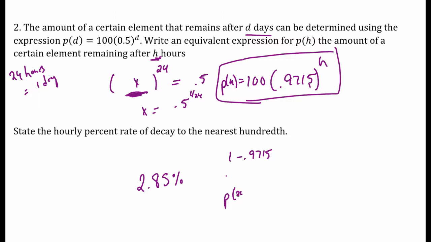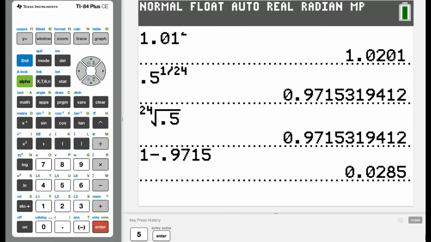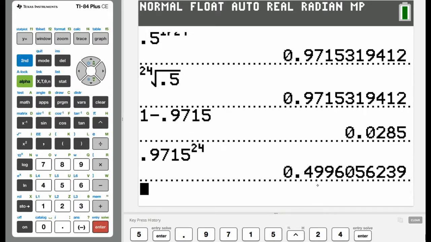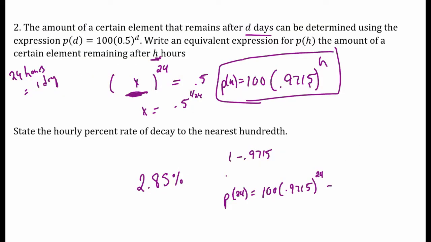Let's find P of 24, where I'm plugging in 24 hours. What happens when I plug in 24 hours? I should get the same as if I did one day. So what's 0.9715 to the 24? It should be close enough to that base of 0.5 there. That's how I can check that I actually converted these units correctly. It's about 100 times 0.5, about. So that's how I know that that conversion actually works. So you just have to think about these problems of I want to know the base and try to see what the conversion factor is going to be.